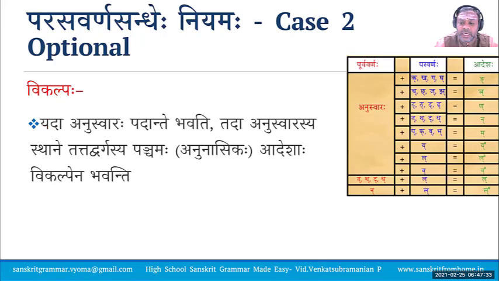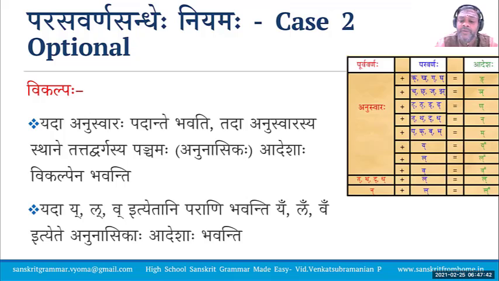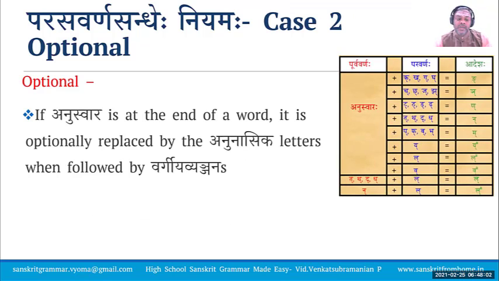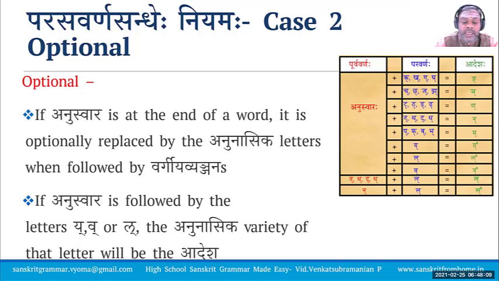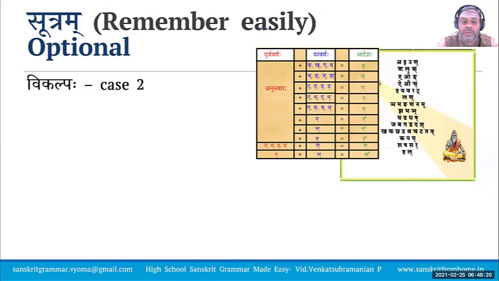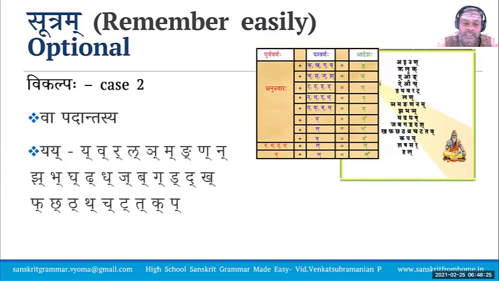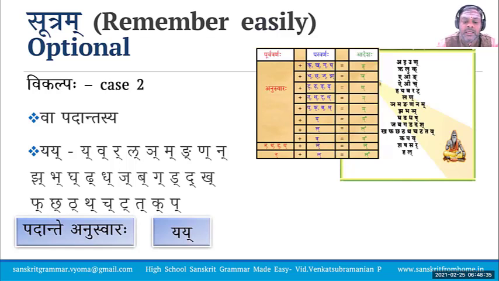Case 2, you have the Vikalpa, where Anusvara comes at the end of a Padanta, at the end of a word. Then Vikalpena Adeshaha Bhavati. When you have Ya, La, Va, then the Sanunasika Yakara, Lakara, Vakara comes as Adesha. So if Anusvara is at the end of a word, it is optionally replaced by the Anunasika letters when followed by Vargiya Vyanjanas. In the case of Anusvara followed by semivowels, the Anunasika variety of that letter will be the Adesha. Now, Va Padantasya is the rule for case 2. Padante Anusvaraha, Yoge Yai Varnaha, Parasavarnaha, Vikalpena Adeshaha Bhavati, because it is at the end of a Pada.